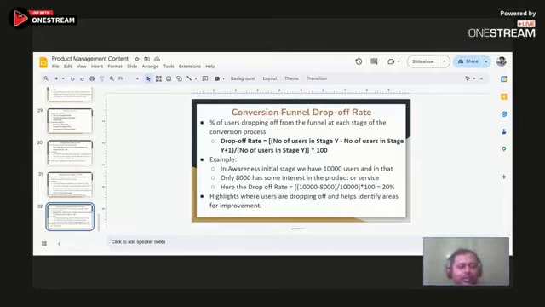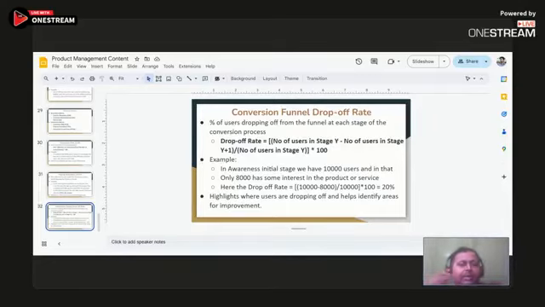So what is the drop off rate here? 10,000 minus 8,000 is 2,000, so 2,000 users dropped off. The drop off rate will be 2,000 divided by 10,000 times 100, which is 20%. So in this stage of awareness to interest, your drop off rate for the product is 20%. This is how you arrive at the conversion funnel drop off rate.